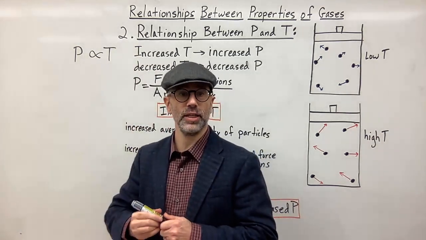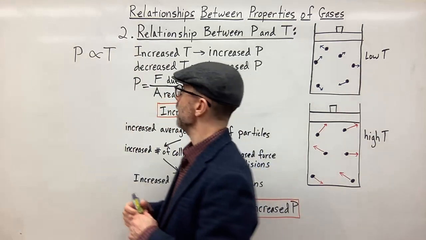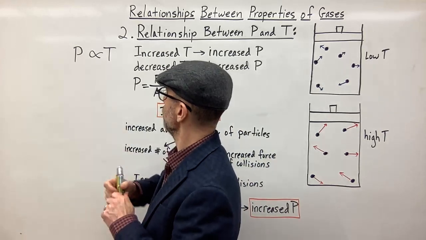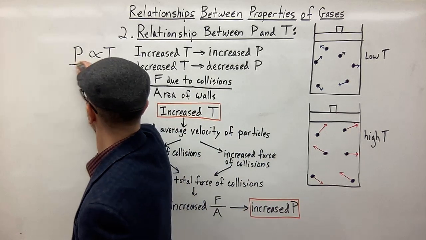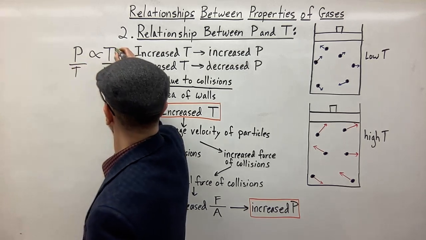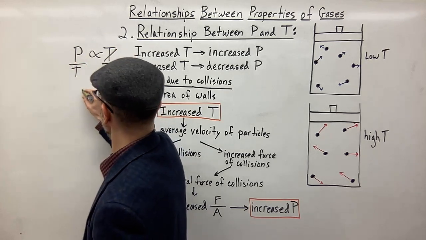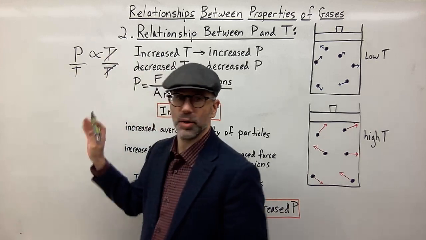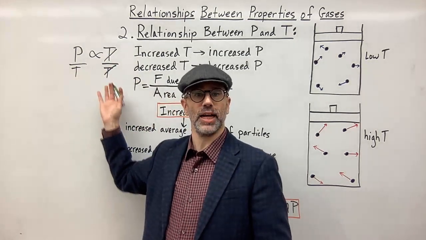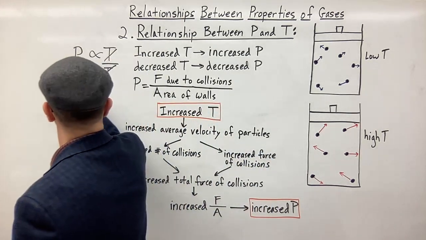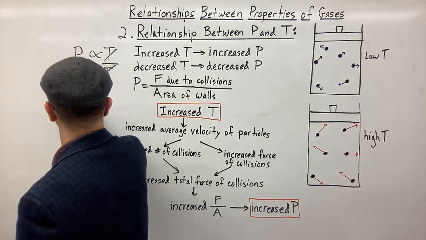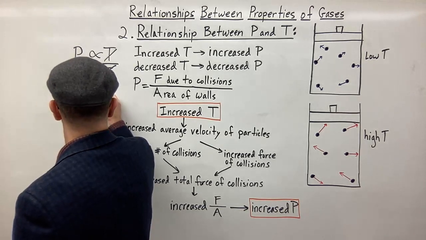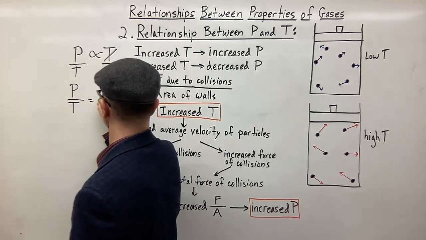So pressure is directly proportional to temperature. And again, if we divide both sides by temperature, then this cancels out and gives us 1, but this is a proportion. Again, we're going to get a proportionality constant. So pressure over temperature is going to be equal to some constant.